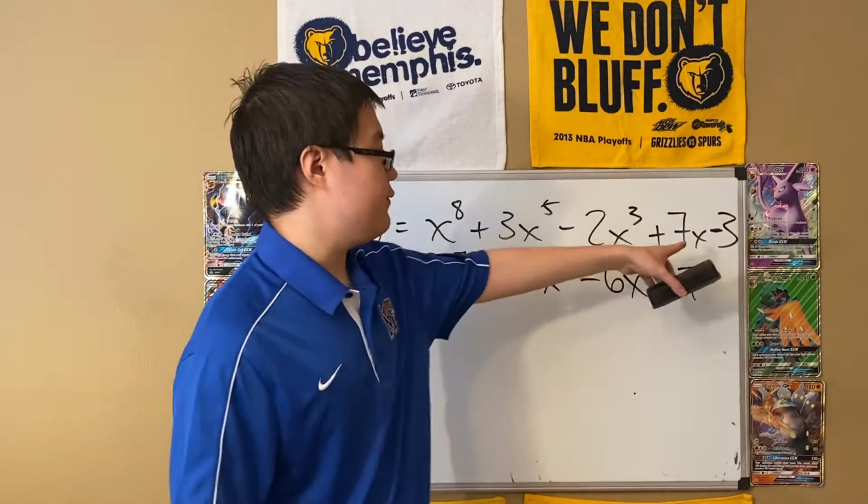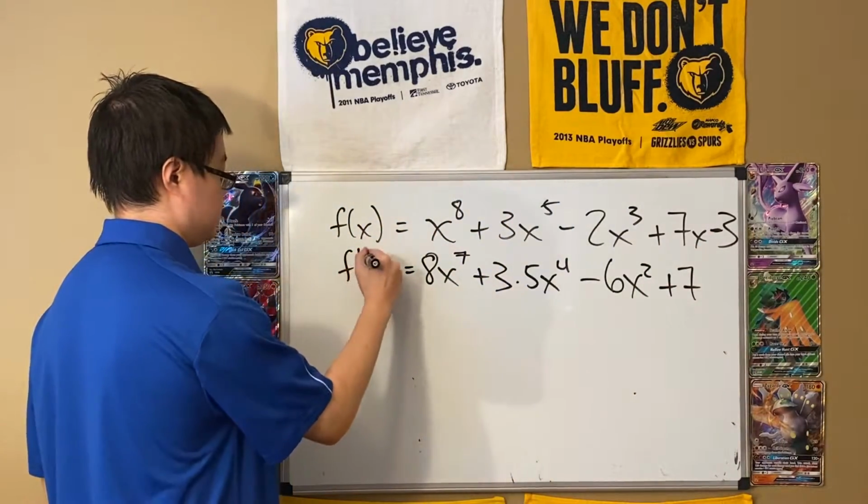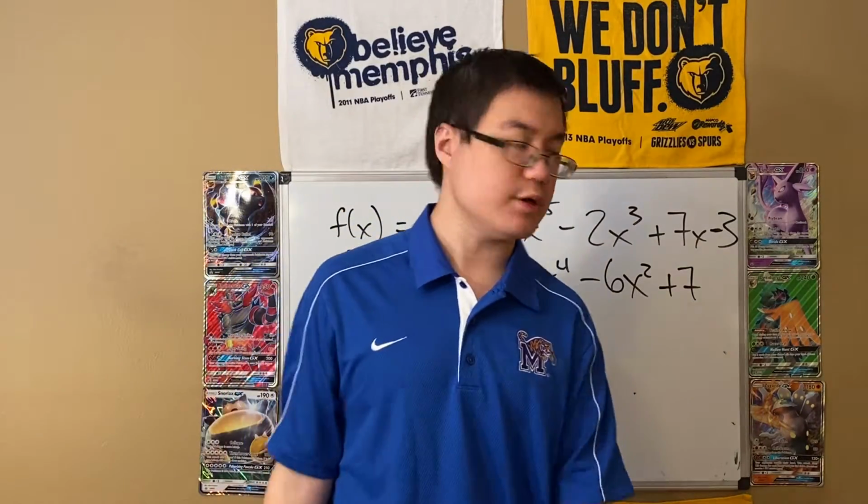And then finally, the derivative of minus 3 is 0. So that's going to be 0. This is f prime of x. And that's all it is. So let's practice again with similar examples.